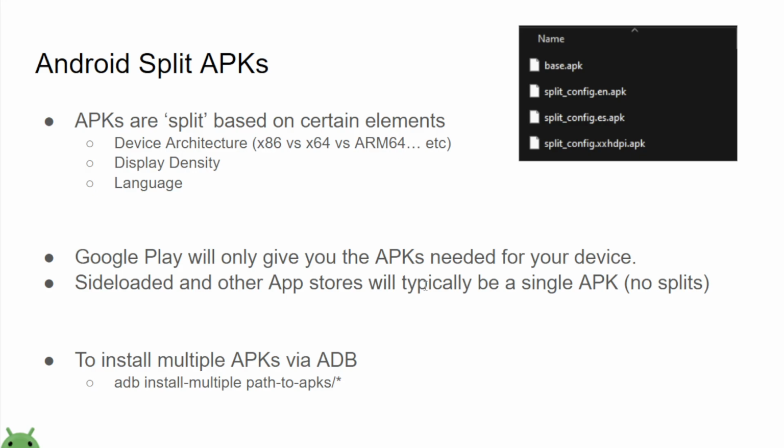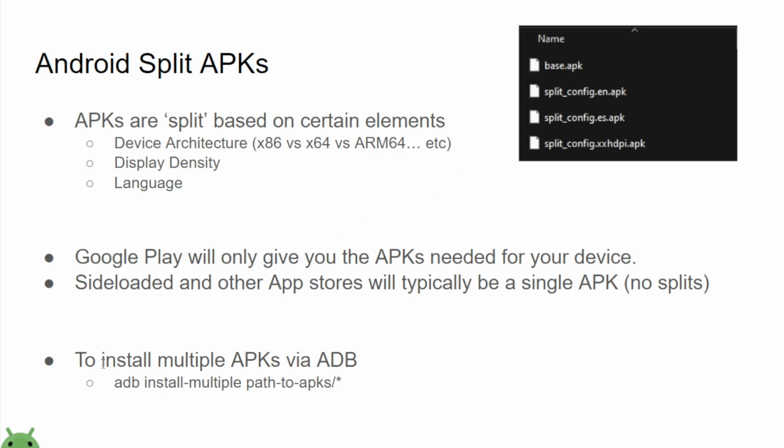We only got what's here. So that might limit our visibility into what we can reverse. So you may have to install the APK using different configurations to get a good profile, just in case maybe the malware or whatever you're trying to reverse only shows up in one of these splits. But for the most part, you just need to reverse the basic APK.